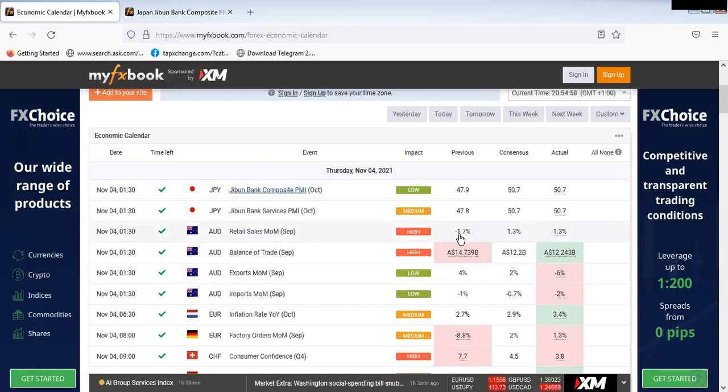Because, of course, in mathematics, minus 1.7 is always less than 1.3. So 1.3 is greater than minus 1.7. Class, what do you do in that market? You buy in that forex market. Are you with me? You buy in that forex market.